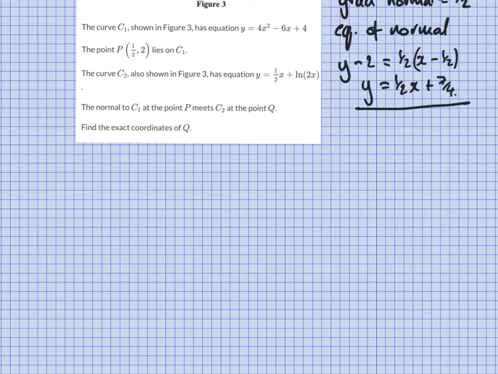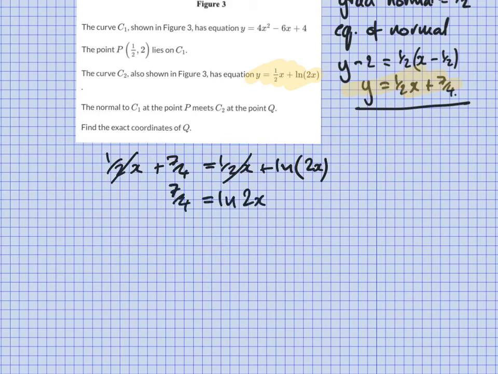At the point Q, the two things intersect. That means that the equation here meets the equation here, so they're equal to each other. So I can say that a half x plus 7 over 4 is equal to a half x plus ln of 2x, which means, by cancelling, because that cancels and that cancels, that 7 over 4 equals ln of 2x.